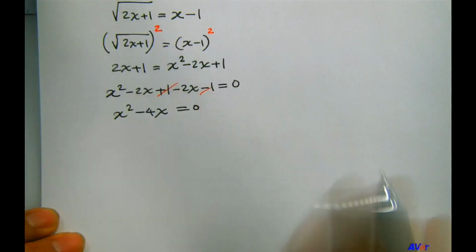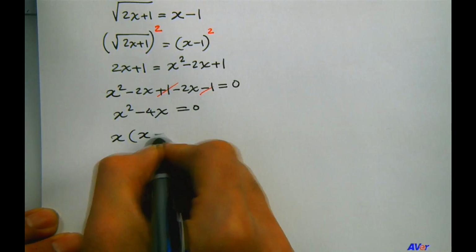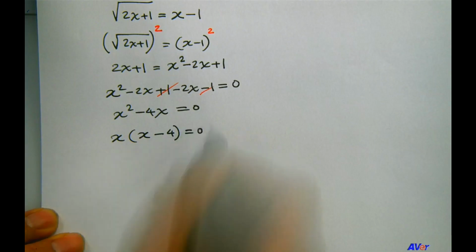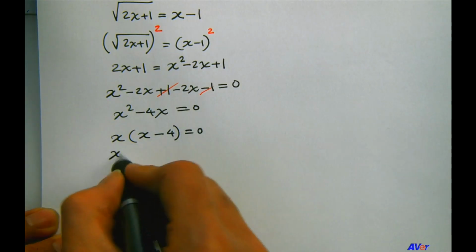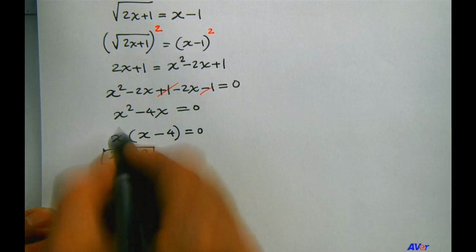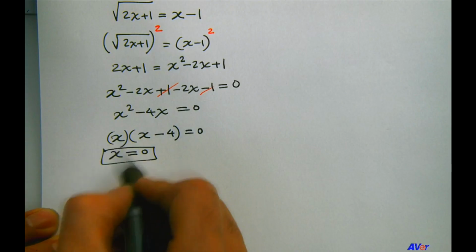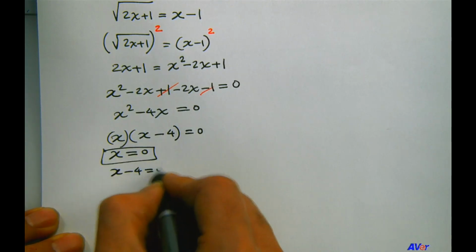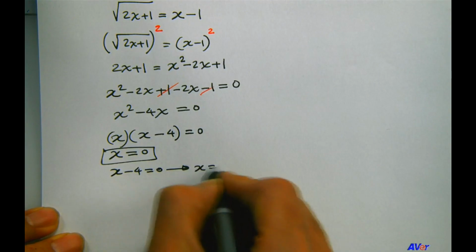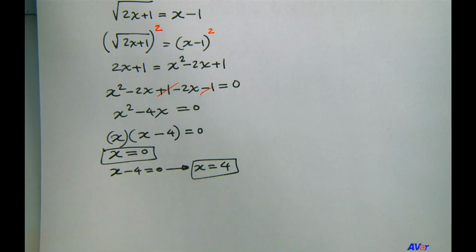So now we can factor x. x times x minus 4 equals 0. Then by the zero product property, x should be equal to 0. If we have two terms that multiply to give us 0, then either this is 0 or that is 0. So let's find x there. x equals 4. Now we have two values of x. Should we accept these?